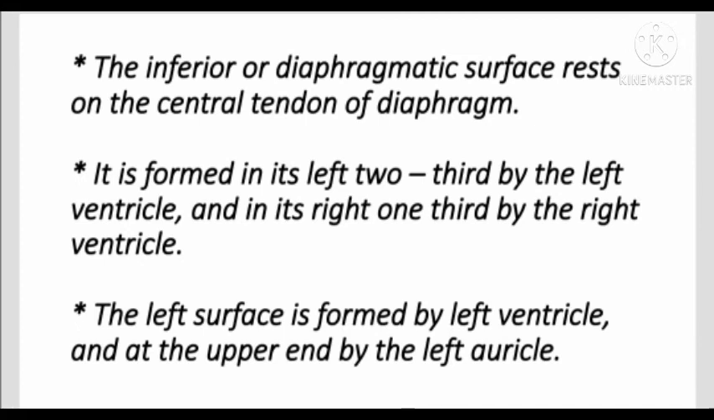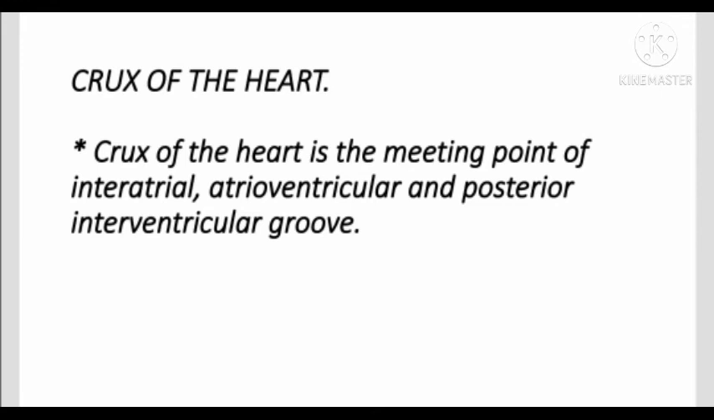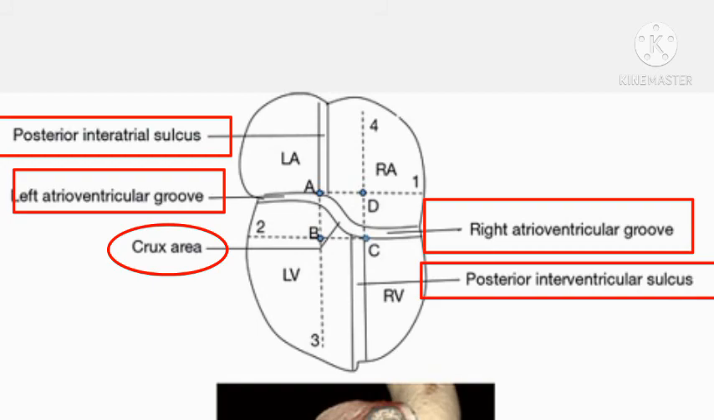The inferior or the diaphragmatic surface rests on the central tendon of the diaphragm. It is formed in its left 2/3 by the left ventricle and in its right 1/3 by the right ventricle. The left surface is formed by the left ventricle and at the upper end by the left auricle. Crux of the heart. Crux of the heart is the meeting point of the interatrial, atrioventricular and the posterior interventricular groove. This is the crux of the heart.